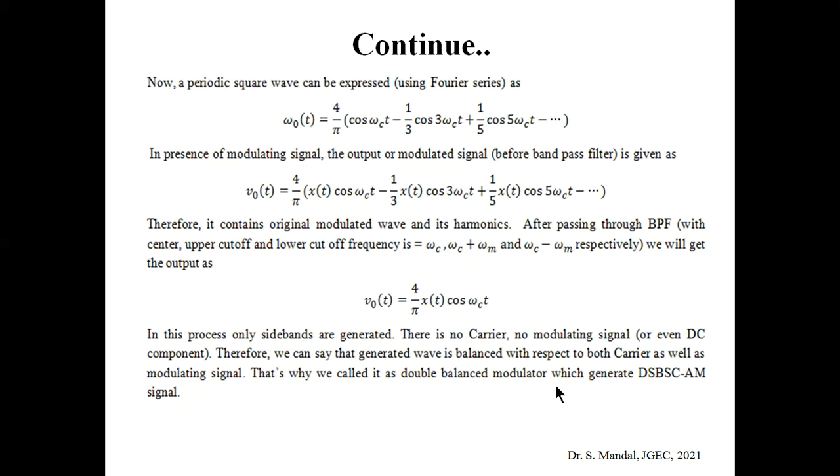As there is no separate carrier term in the equation, we can call it a DSB-SC signal. So you can see that the generated wave is balanced with respect to both the carrier as well as the modulating signal. Balanced means that it is suppressed or absent. If both the carrier and modulating signals are suppressed or absent in the respective equation, then we can call it balanced with respect to both of them. Hence we call it the double balanced modulator, and it generates the corresponding DSB-SC AM signal.